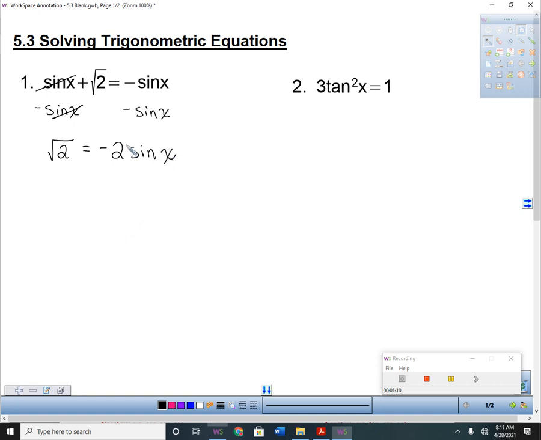Now again, you're trying to get this part by itself, the sine x. So since I'm multiplying sine x by negative 2, I'm going to go ahead and divide by negative 2. So now I have sine x is equal to negative square root of 2 over 2.